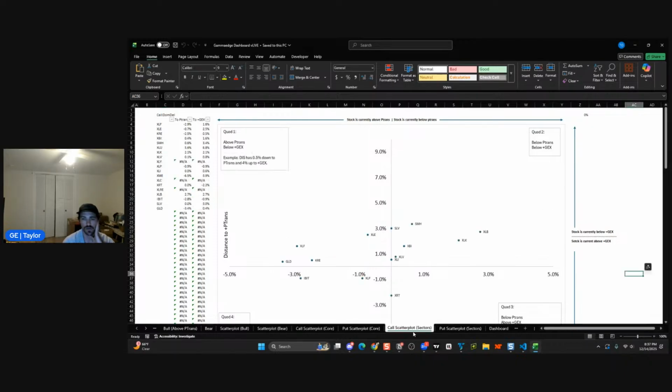And then same thing with the sectors. You can just get a quick visualization of where we are with the sectors. Are most above P-Trans, most below P-Trans? What's the nature of those sectors that are above and below P-Trans, and is there a lot of upside speculation or not? So it's a quick way you can dissect the market.